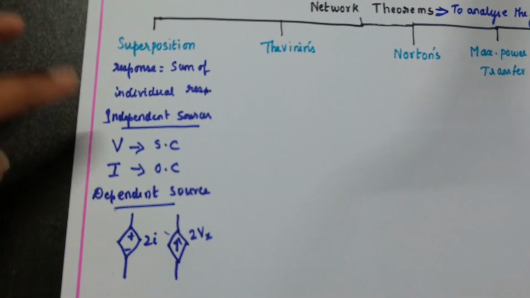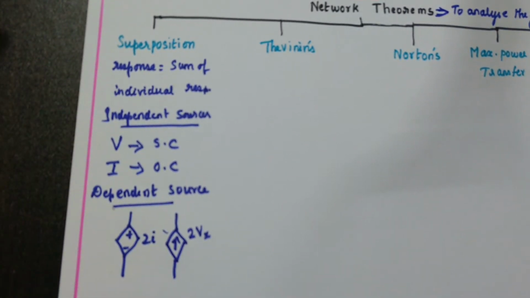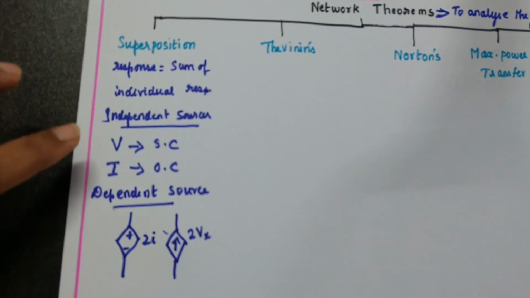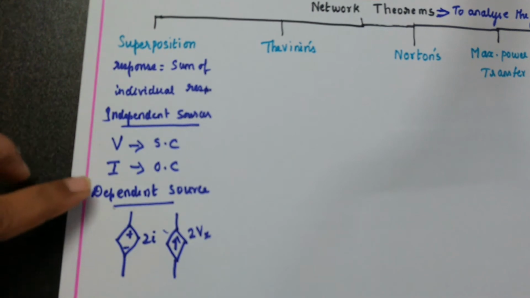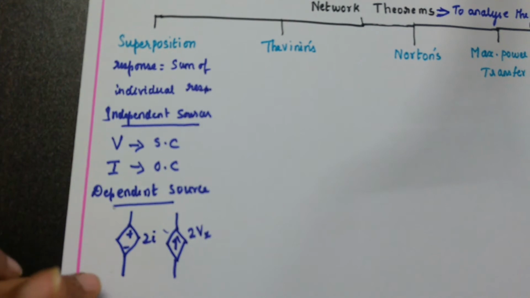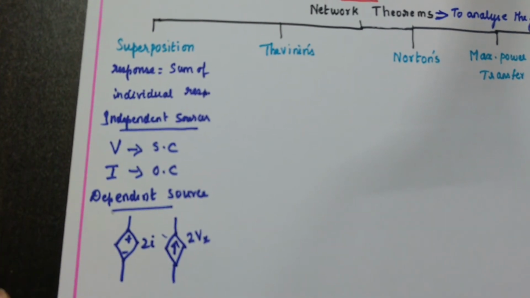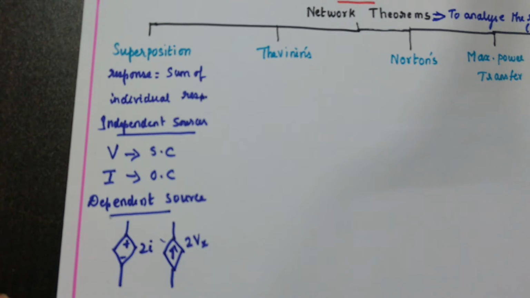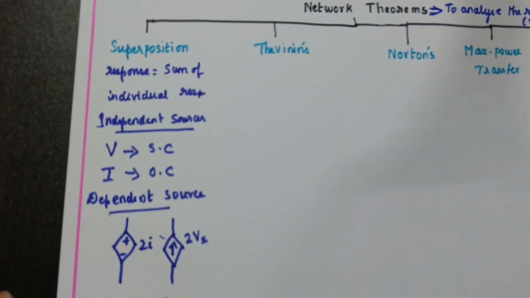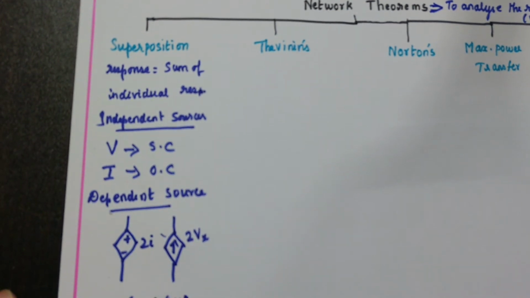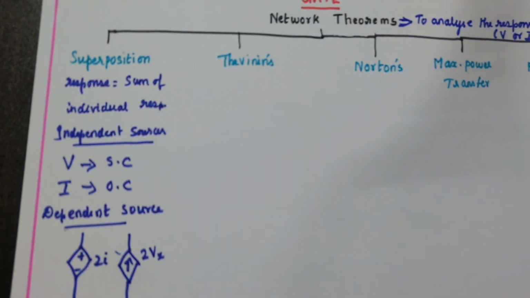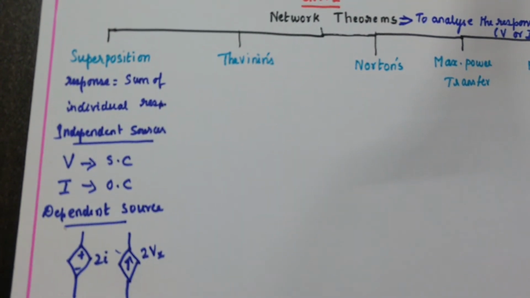If a circuit contains dependent and independent sources, we can find the current, but not all the sources can be short circuited. Only the independent source can be short circuited and open circuited. A dependent source cannot be short circuited or open circuited because it depends on other conditions of the circuit. So if there is only a dependent source, the response is 0 and the superposition principle is not applicable. This is the basic concept of superposition theorem.